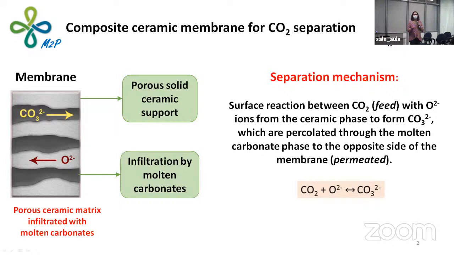So we have here a sketch of the membrane. It consists of a porous ceramic matrix that conducts oxygen ions, represented here by this light gray. This porous membrane is infiltrated by a molten carbonate, a mixture of molten carbonates. So what is the separation mechanism? We have a surface reaction between the CO2 from the feed side and oxygen ions that come from the ceramic matrix. This reaction forms carbonate ions, which percolate through the molten carbonate phase to the other side of the membrane, where the reverse reaction occurs, releasing CO2 on the permeate side and the oxygen ions that go back to the ceramic phase to start the reaction again.